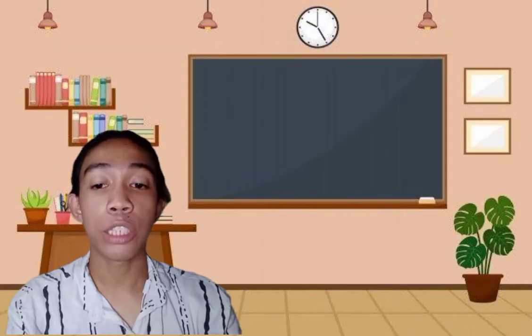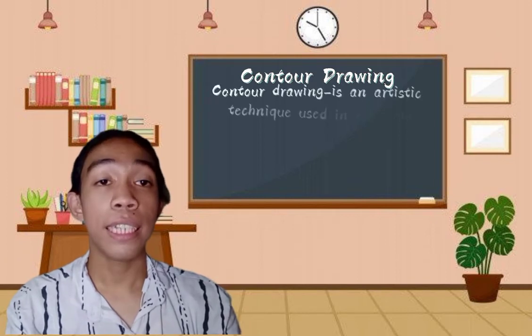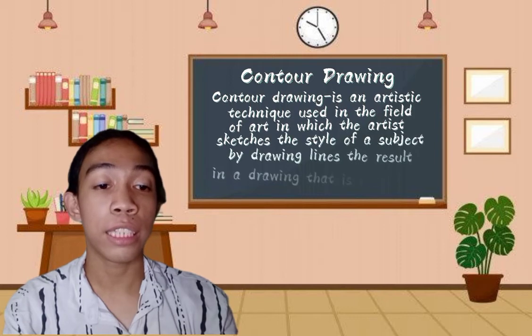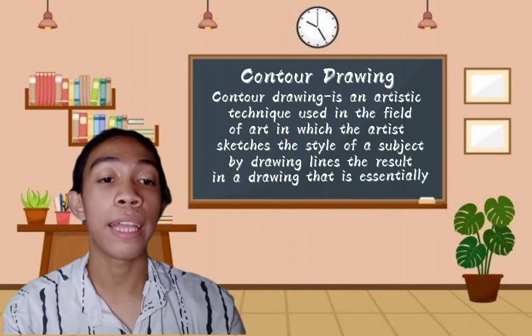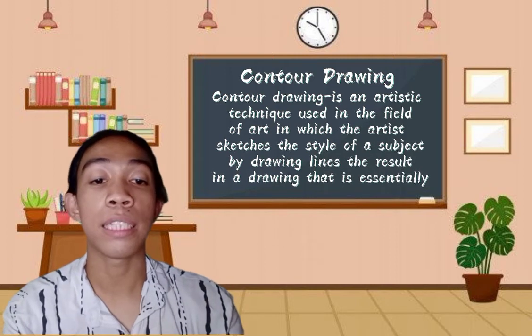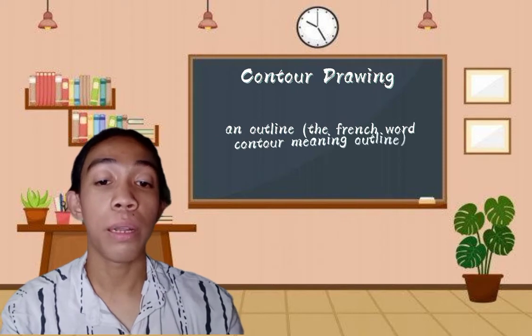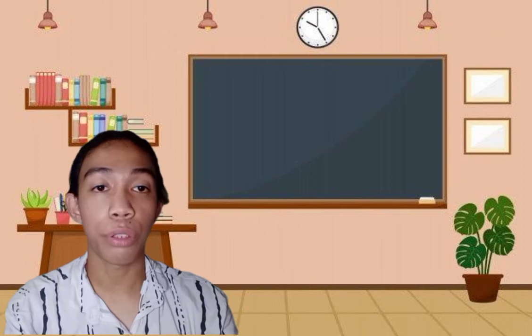The next one is contour drawing. Contour drawing is an artistic technique used in the field of art in which the artist sketches the contour of a subject by drawing lines and results in a drawing that is essentially an outline. The French word contour means outline. And here are some examples of contour drawing.